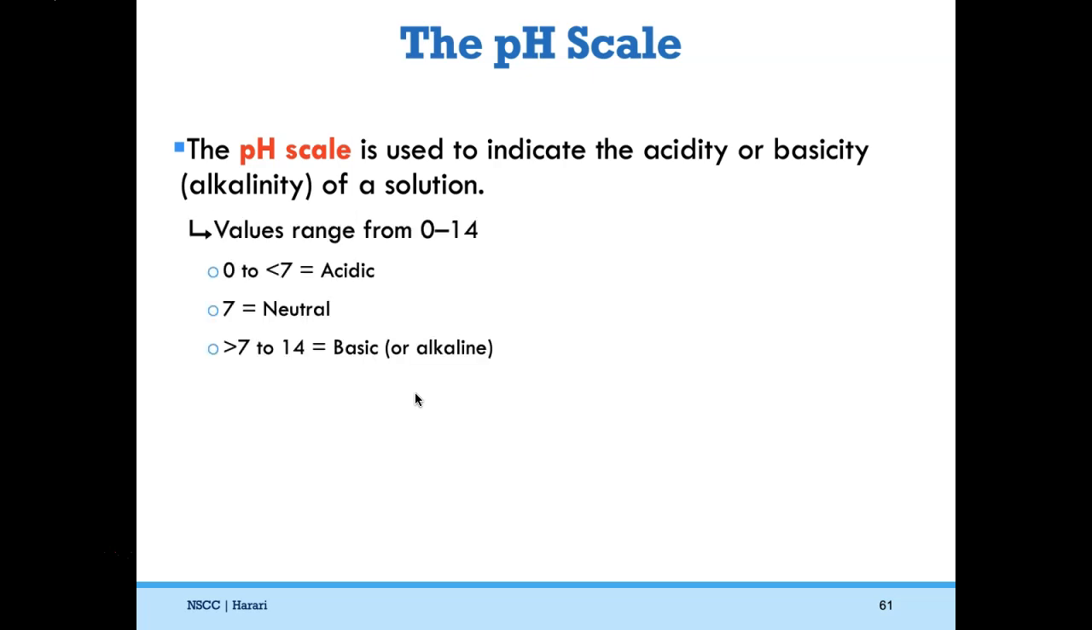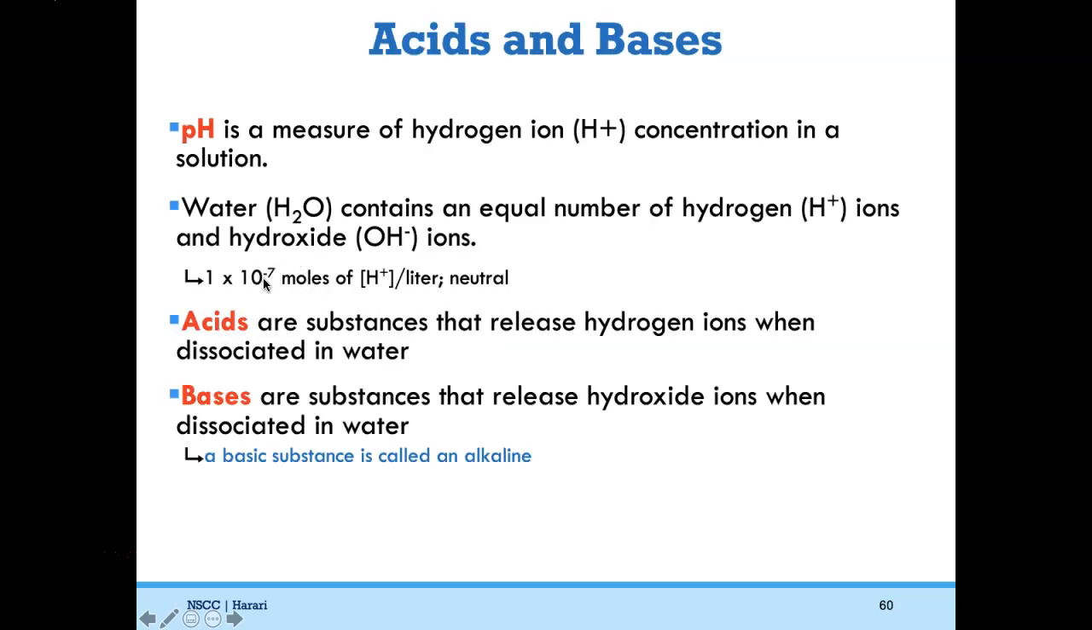The values range from 0 to 14, and 7 represents neutral water. That number 7 comes from the exponent. It's the negative exponent of 1 times 10 to the negative 7 moles of H+. So a pH of 7 is neutral because there's an equal number: 1 times 10 to the negative 7 moles of H+ and 1 times 10 to the negative 7 moles of OH- in liquid water, neutral, pure water. So pH 7 being neutral is the arbitrary reference point.